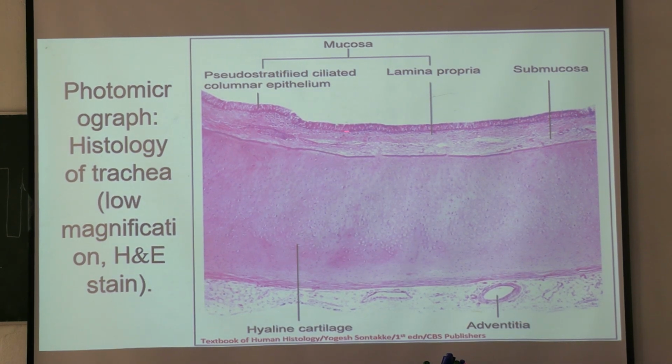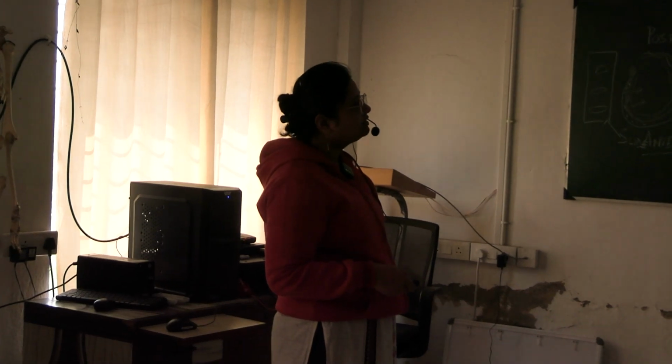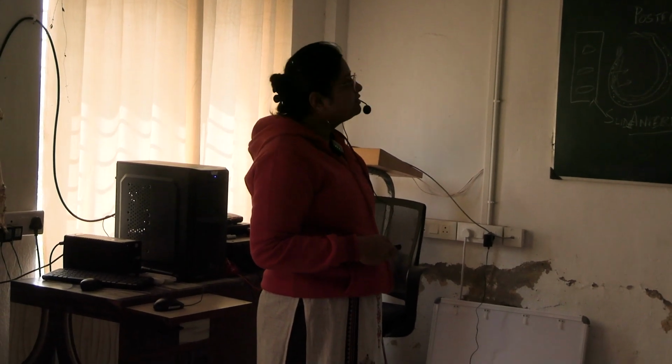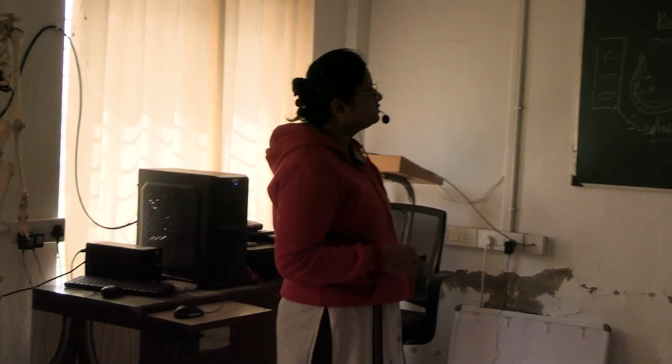This is the lining epithelium, pseudostratified ciliated columnar epithelium with goblet cells, then lamina propria, submucosa, within the submucosa some glands you can see. Then you will see the cartilage, this homogeneous layer with dots of the chondrocytes. These are the nucleus of the chondrocytes you will see, and adventitia containing section of blood vessels, connective tissue, nerves, like this. So like this you will see under microscope.